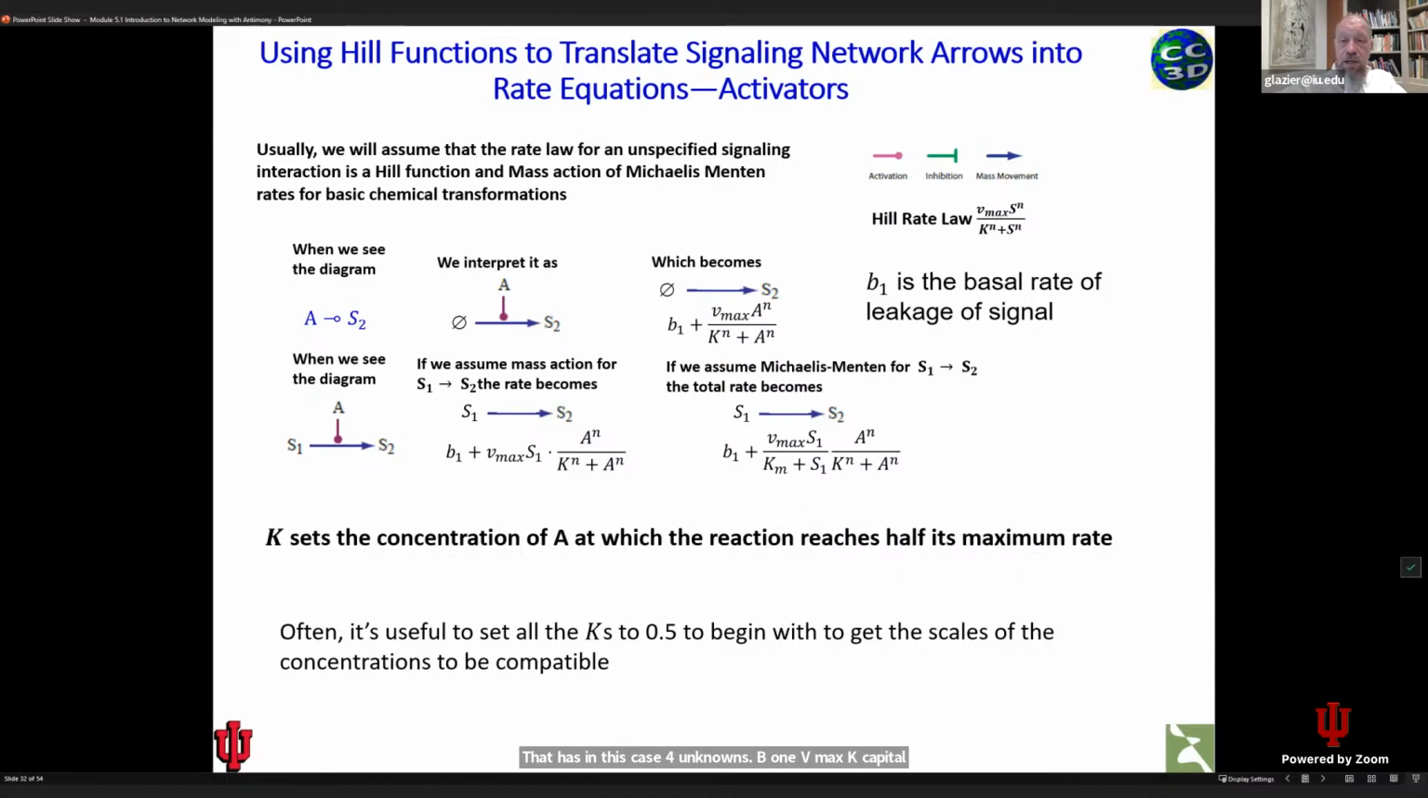It'll wind up that the value of n is not usually that critical. The steepness is typically not that critical. We often will assume that that basal rate is 0. So we'll make B1 0. In that case, all we have to do is ask the question, what is the concentration of A at which our rate of reaction is half of its maximum?